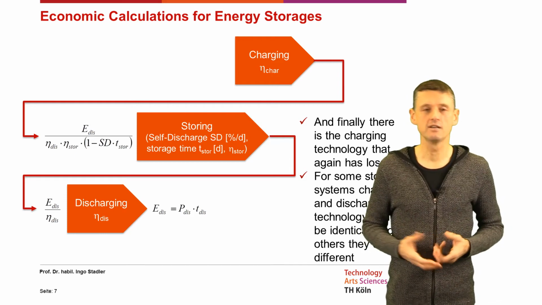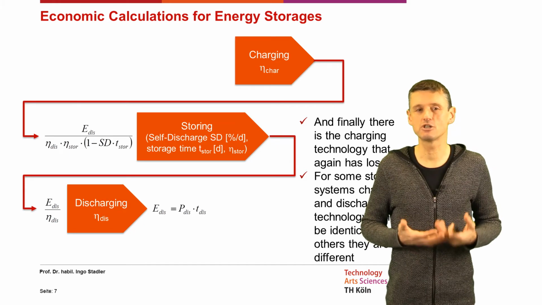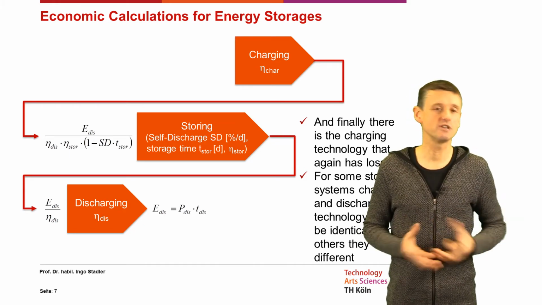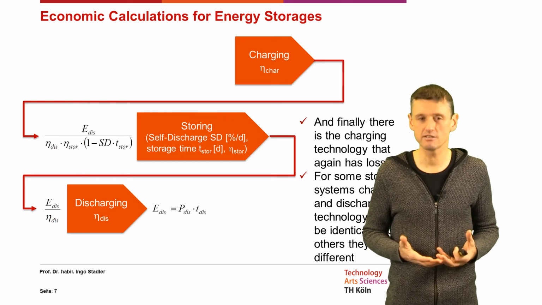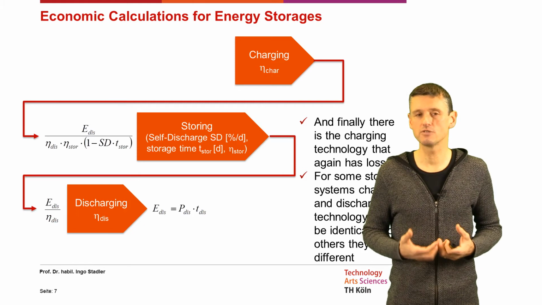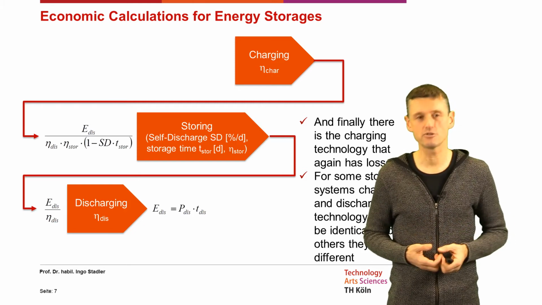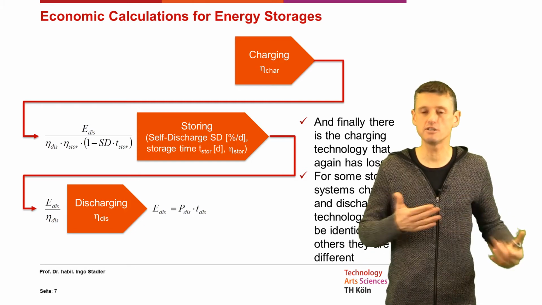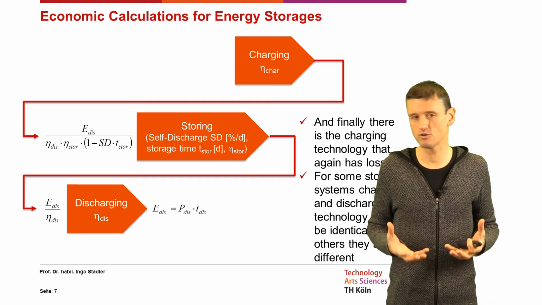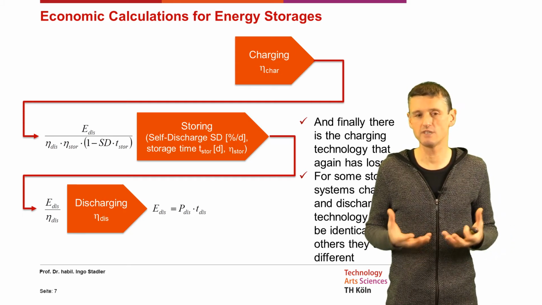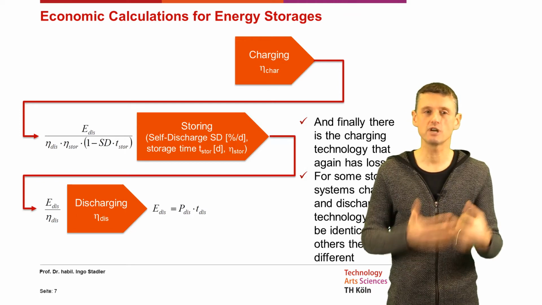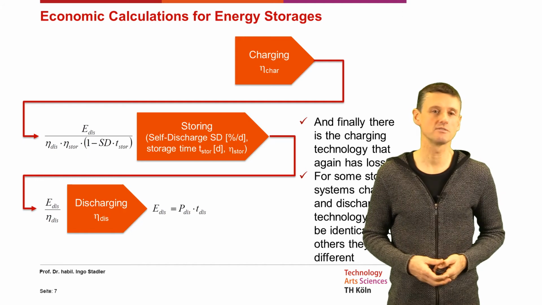And then of course when we initially charge the storage, we have losses in the charging technology. So there we have the eta char. For some storage systems, the charging and discharging technology can be identical, and for others they are different. For example, when considering a battery energy storage system, the charging and discharging might be the same inverter. So the costs for that inverter are incurred only once, but the losses occur during both the charging and discharging process.